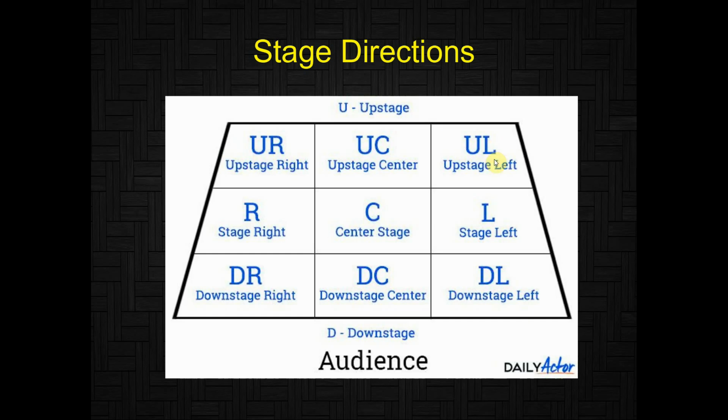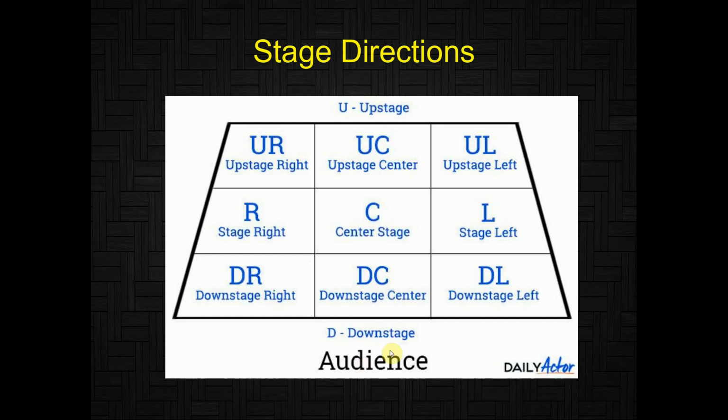This would be on the actor's left, which is upstage left, and if the actor's standing in the middle, that's called upstage center. Again, from the actor's perspective, if they're standing in the middle of the stage, this would be stage right, stage left, and center stage. And then if the actor is standing down on the front of the stage, which we typically call the apron, this would be downstage right, downstage left, and downstage center.